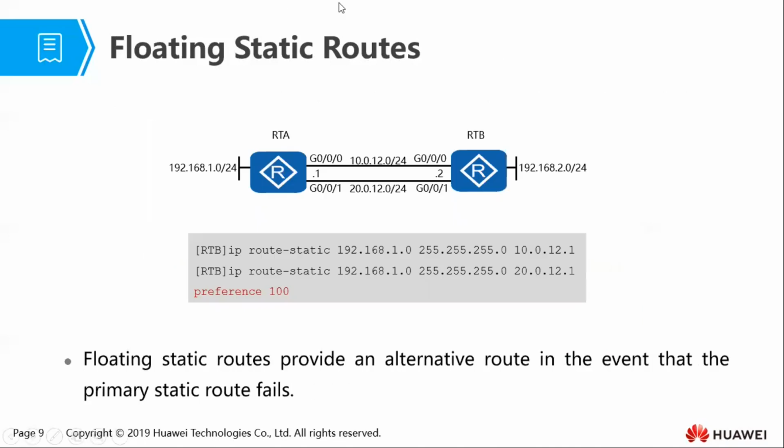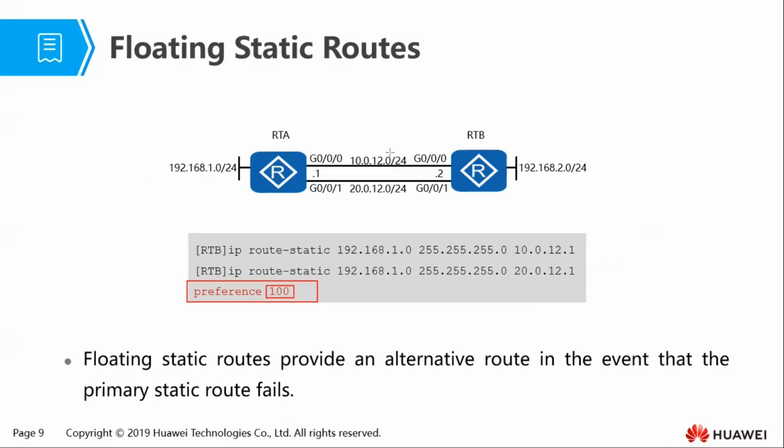You see here, we are simply altering the default preference value. The default preference value for static routes is 60. So we make it a higher one so that this route cannot be installed in the routing table.